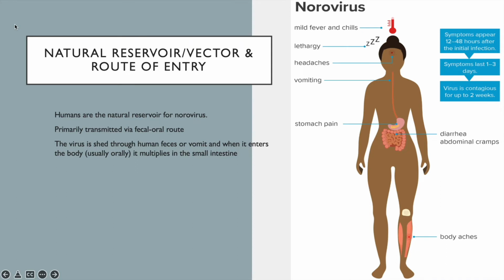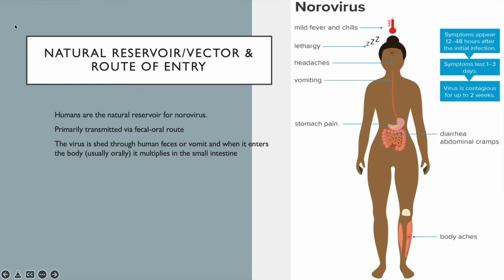So the natural reservoir or vector and route of entry of norovirus, you can see here. Humans are the natural reservoir for norovirus, and it is primarily transmitted through the fecal-oral route. The norovirus is shed through human feces or vomit, and when it enters the body, it tends to start multiplying in the small intestine. It is able to make it through your mouth, esophagus, through your stomach and everything, all the way down to your small intestines before it even starts multiplying, which is pretty severe. You can see that route here in the photo that I have provided.